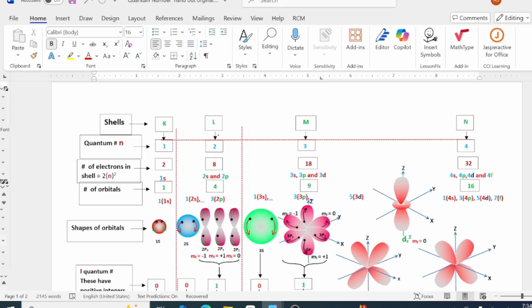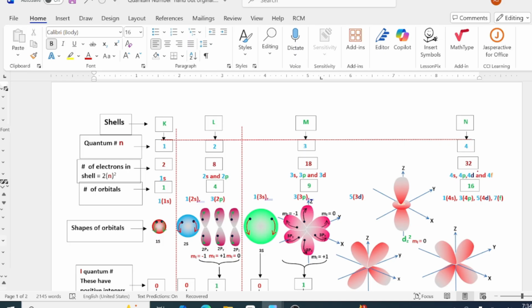In this shell here, you'll have a maximum of 8 electrons. Put in n equals 2, it works out to give you 8. Doing the same thing for this one with principal quantum number equals 3 gives you 18 electrons, and that one here will give you 32 electrons.